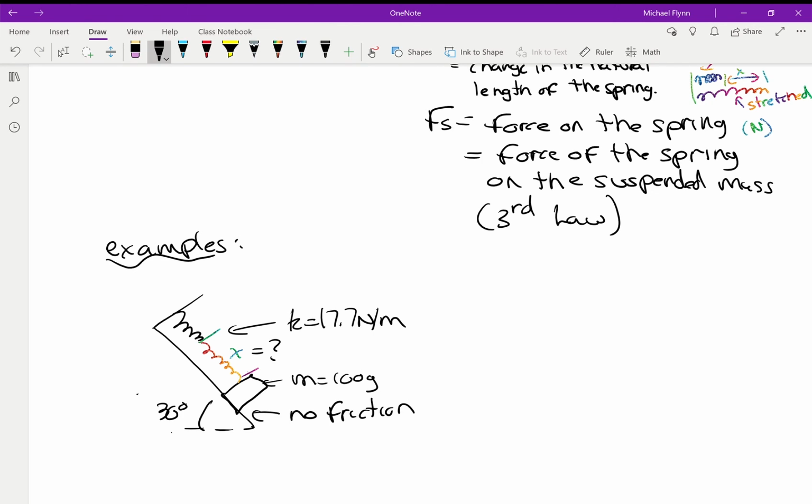Okay, so let's go ahead. And how do you solve this one? Well, same way we solve everything else, pretty much. You draw a free body diagram. So there's gravity. It's an inclined plane, right? So there's gravity, there's a normal force, but there's also the spring, which is holding that object up.